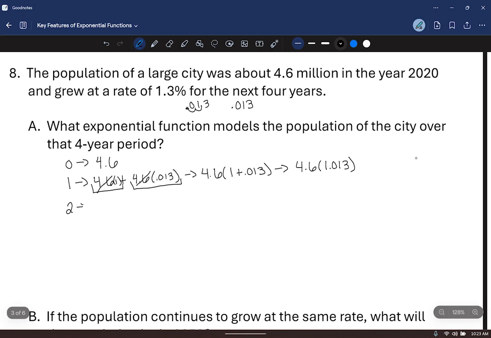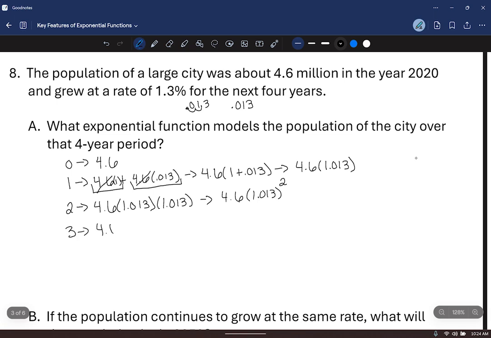So for the second year, I would take how much I had in the first year. All right. And then I'm going to have to, again, think about the next growth. So I'm going to multiply it times the 1.013. That gives me 4.6 times 1.013 to the second power.